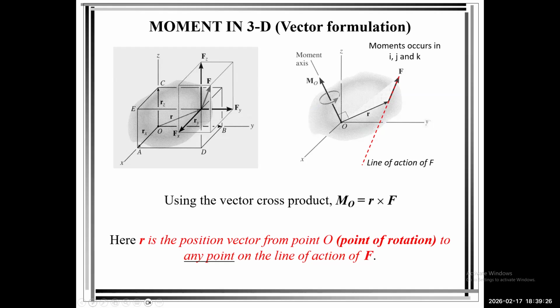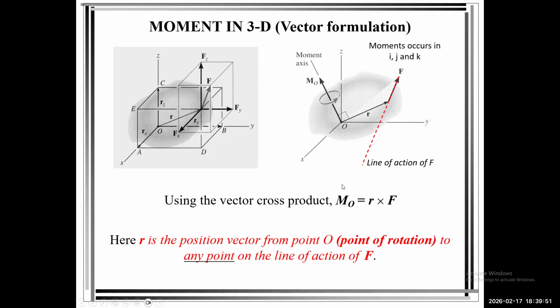A moment is also a vector quantity with magnitude and direction, and so it also can be represented in I, J, and K format. And so the vector cross product is what helps you in 3D to define your moment. And so they come up with this formula to say the moment around the origin in this scenario is going to be the vector quantity R times F.